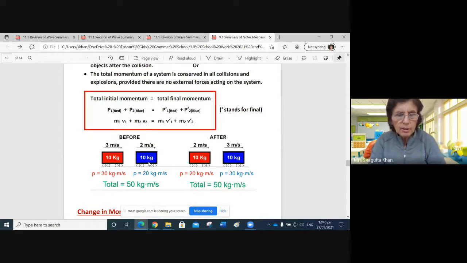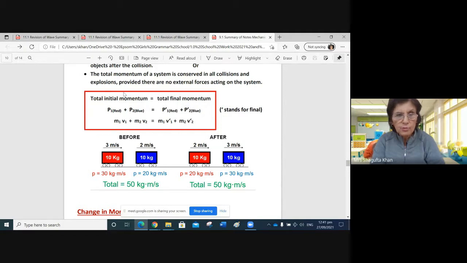So in this example, the red car had a momentum of 30, this one had 20, so the total initial momentum was 50. After the collision, this one has 20 and this one has gained and is now 30, so it's 50 again. In real life, you may not be given this object's value and you might have to find the velocity of this one after the collision.